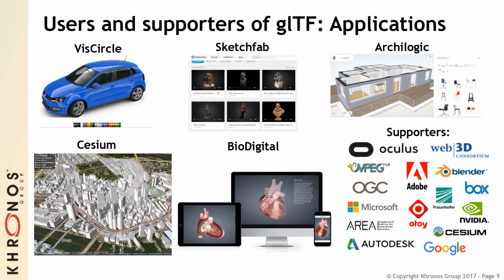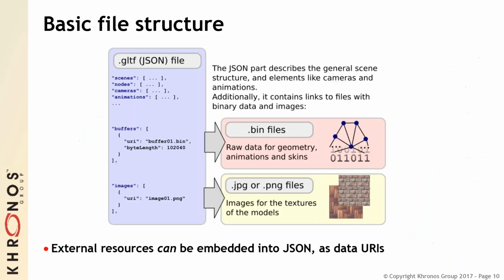Coming to the technical part, the basic idea of glTF, or the basic file structure of a glTF asset, is that the core is represented as a JSON file. That's the main glTF file. And it contains the information about the scene structure and entities that appear in this scene. For example, cameras, animations, possibly lights sooner or later.